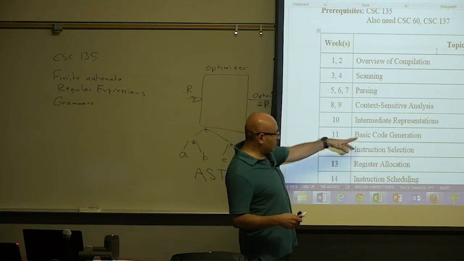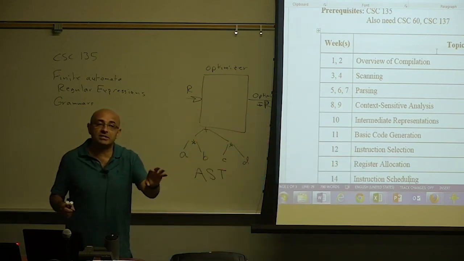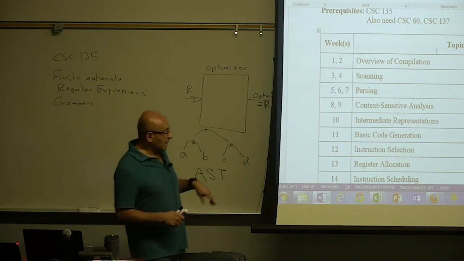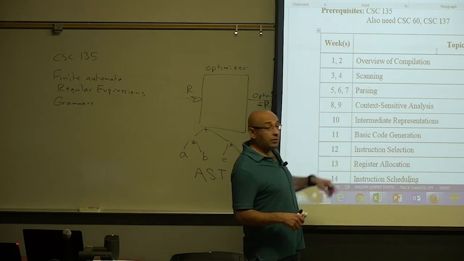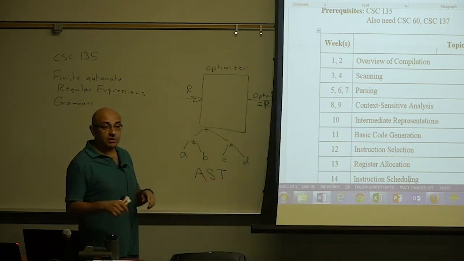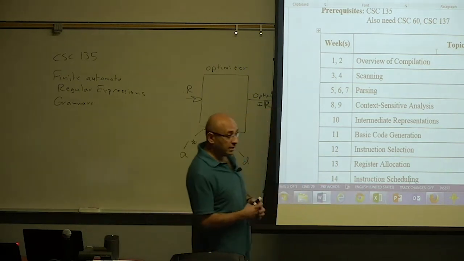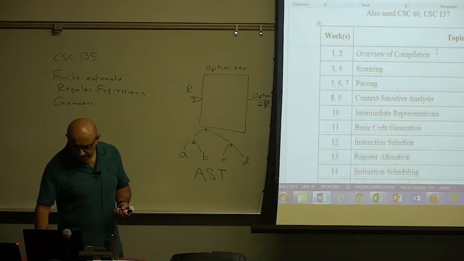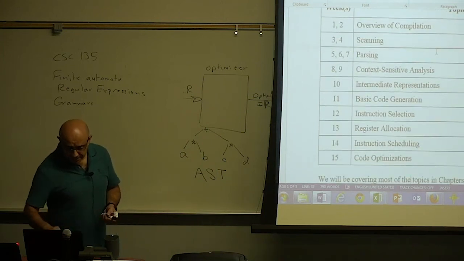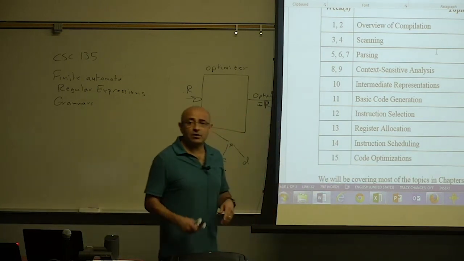Then we'll spend a week on instruction selection, selecting the right machine instructions for a given sequence of code. Then we will do register allocation, deciding which variables should be stored in registers. And then a week on instruction scheduling, which is the right order of the instructions. And then a week on code optimizations, the different optimizations.